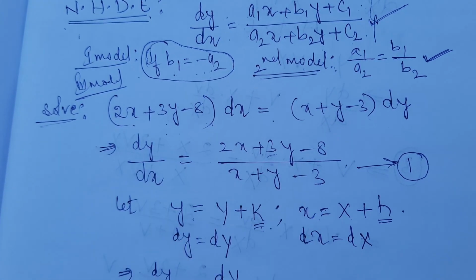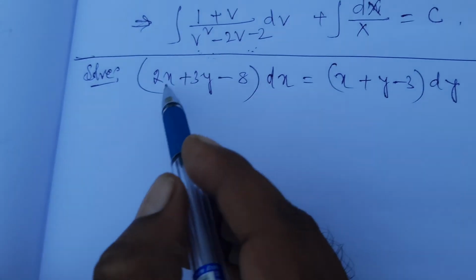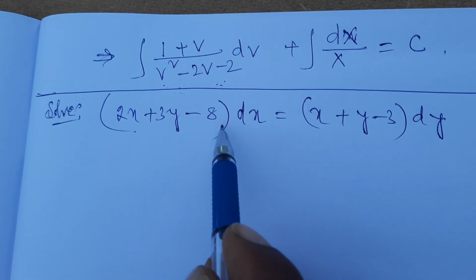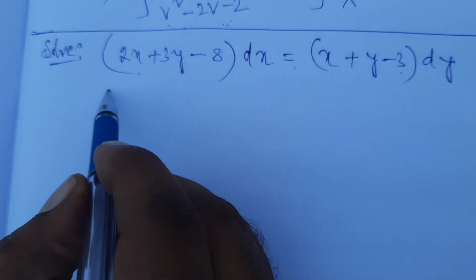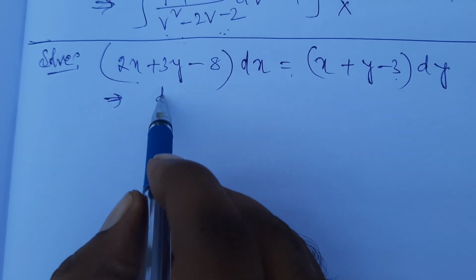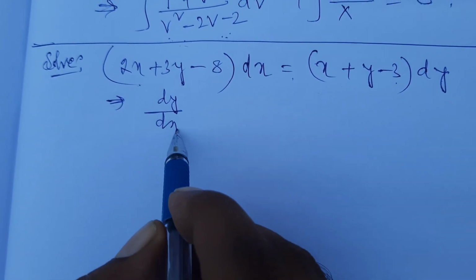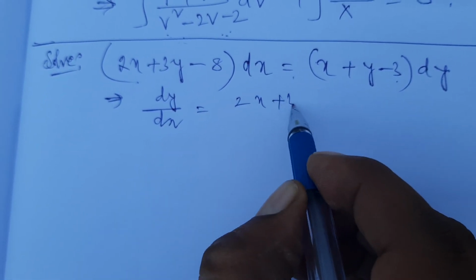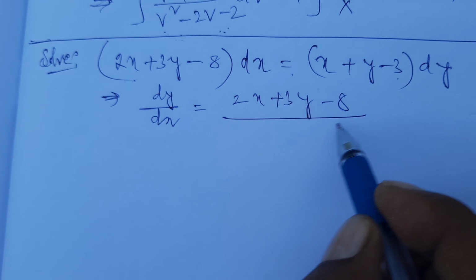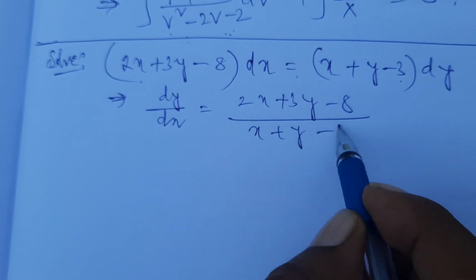In this third method, the given problem is like this: 2x plus 3y minus 8 into dx is equal to x plus y minus 3 into dy. So immediately first you can find the dy by dx value. What is dy by dx? dy by dx is equal to 2x plus 3y minus 8 by x plus y minus 3.